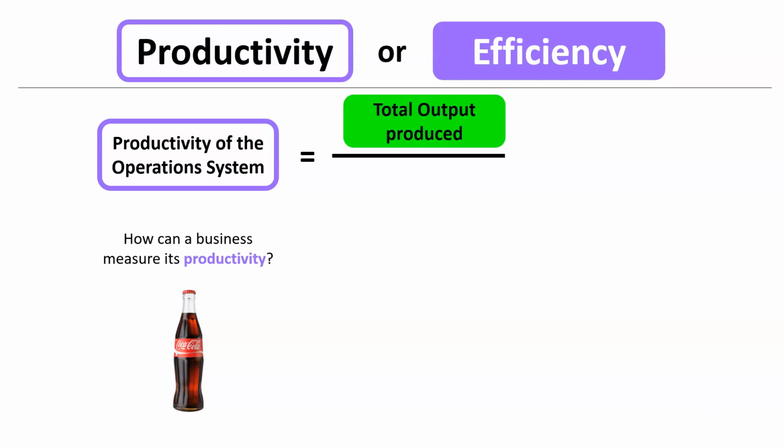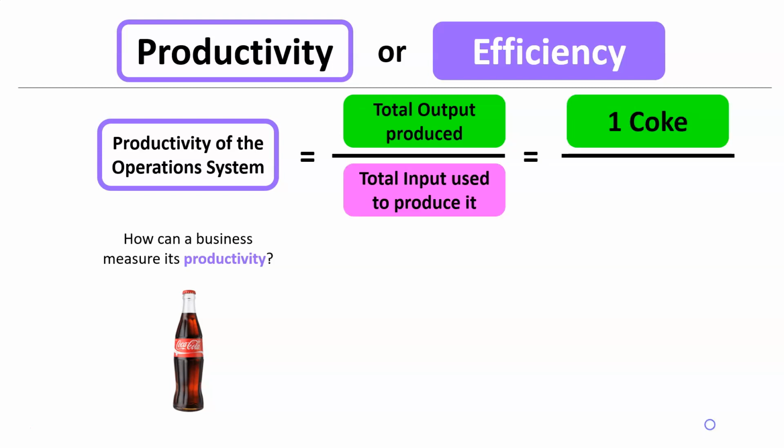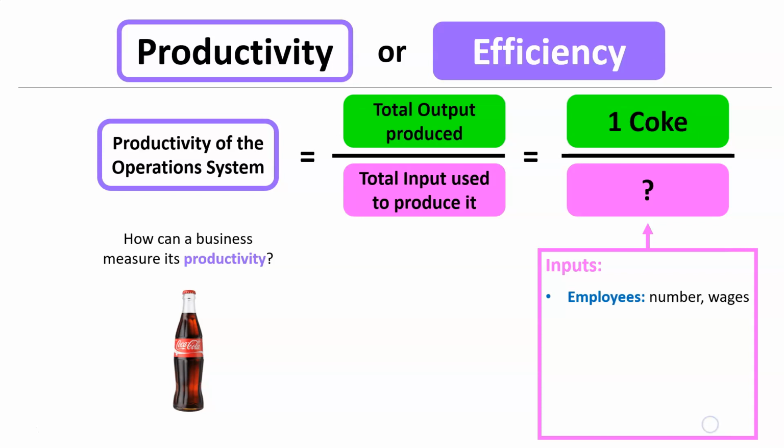Well, we start with a little formula with the total output produced on top, and we divide that by the total input used to produce it. So we'll get an output of, say, one finished bottle of Coca-Cola. And then it's just a question of which input do we look at to measure our productivity? And that could be anything. So we could say it could be the number of employees or the dollar amount of wages it takes to make one bottle of Coke.